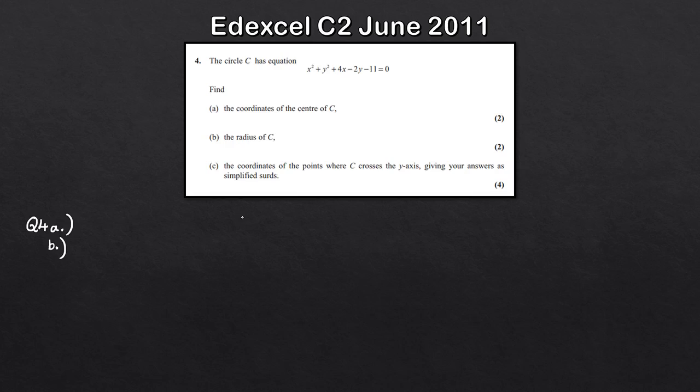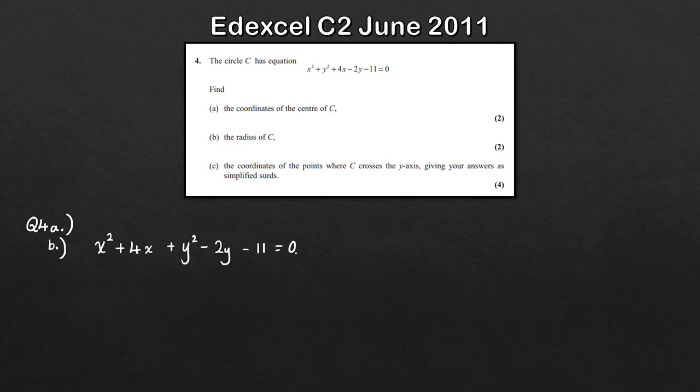What we do here is complete the square on 2 separate parts. So we put the x components together: x squared plus 4x. Now we put the y components together: plus y squared minus 2y. And whatever's left over, that minus 11, we just keep on this side for now, and this is all equal to 0.